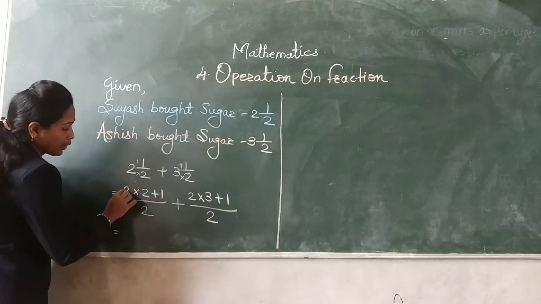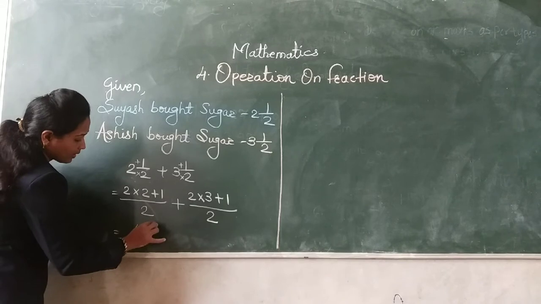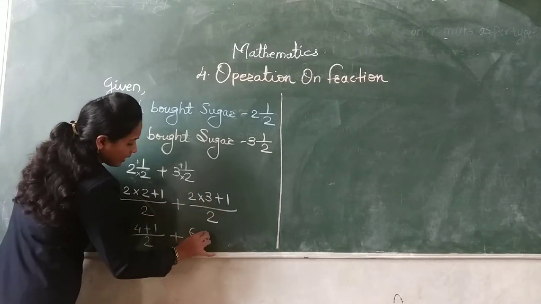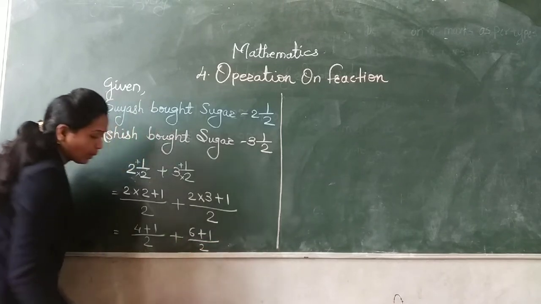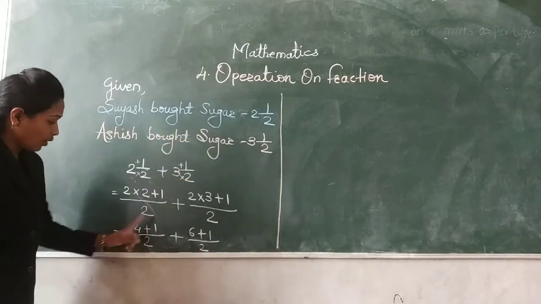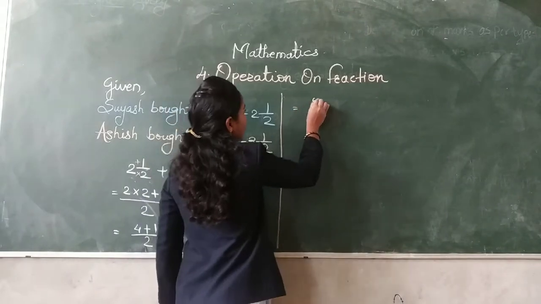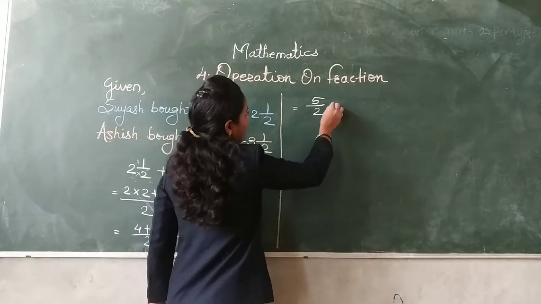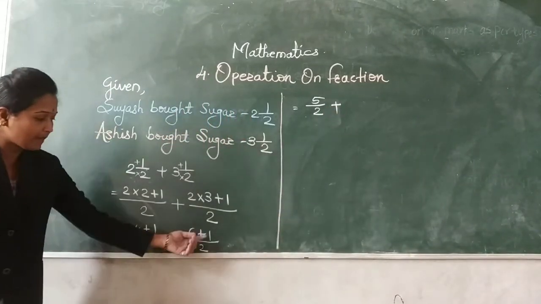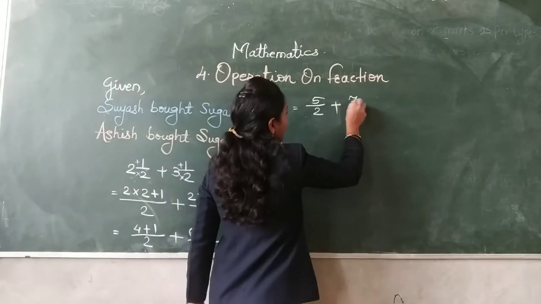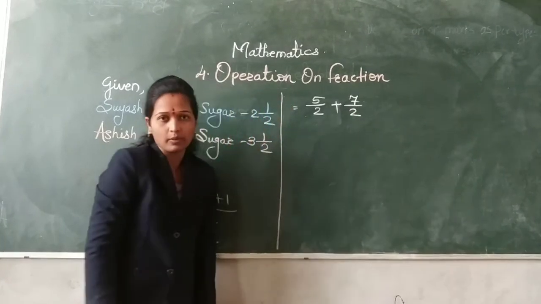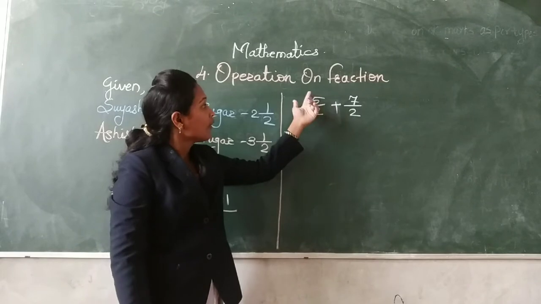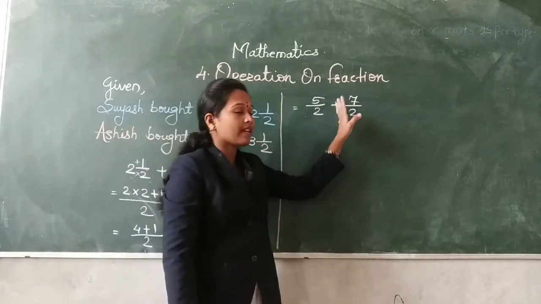Okay, do the multiplication. 2 2s are 4 plus 1 divided by 2, plus 2 3s are 6 plus 1 divided by 2. 4 plus 1 is 5, 5 divided by 2, writing the denominator 2 as it is. And 6 plus 1 is 7, 7 divided by 2. If you observe, these are improper fractions now: 5 divided by 2 plus 7 divided by 2.